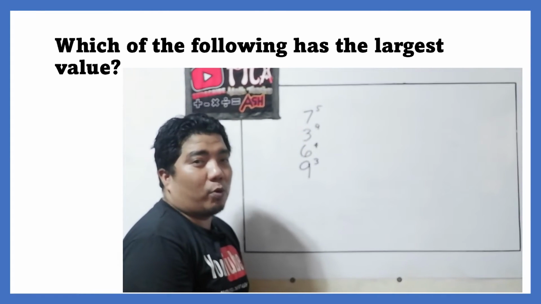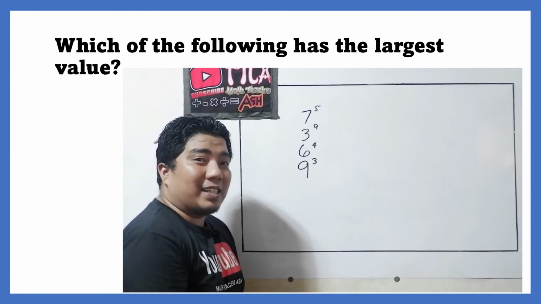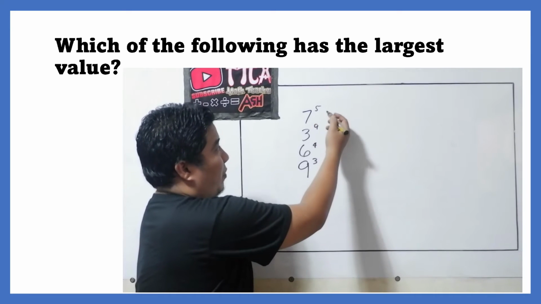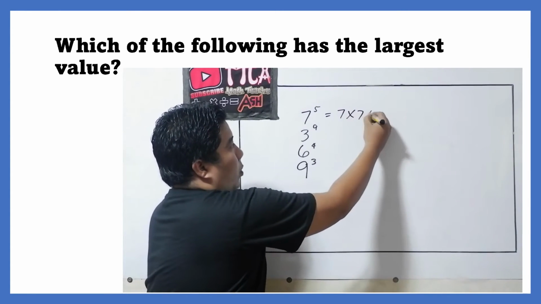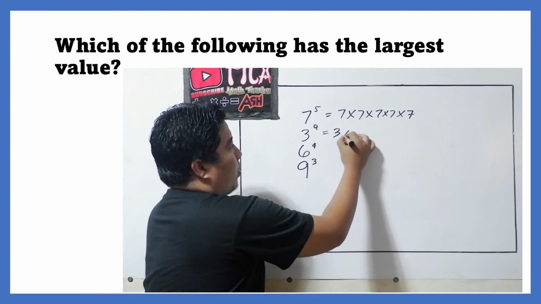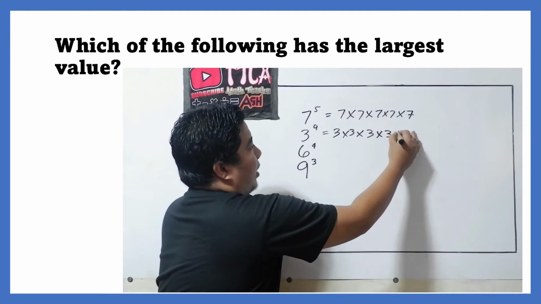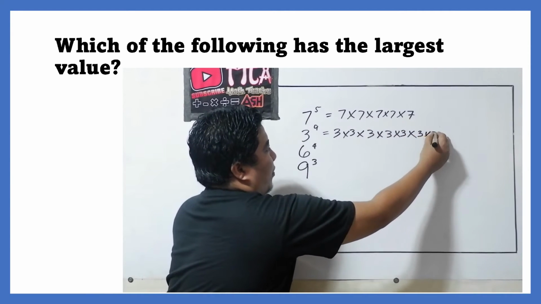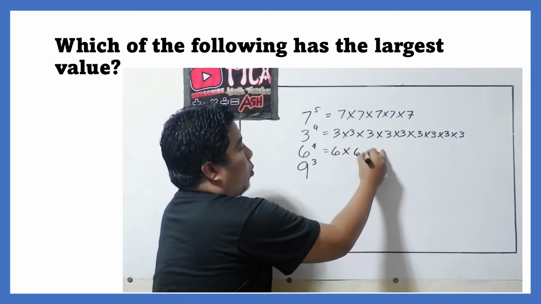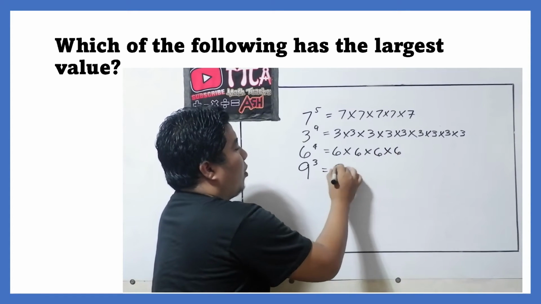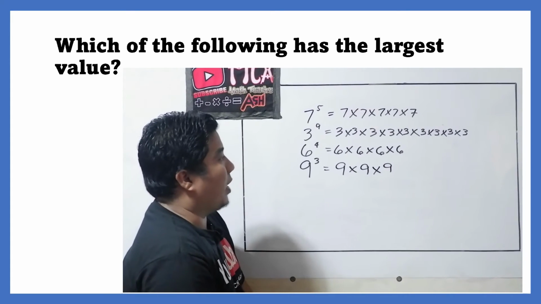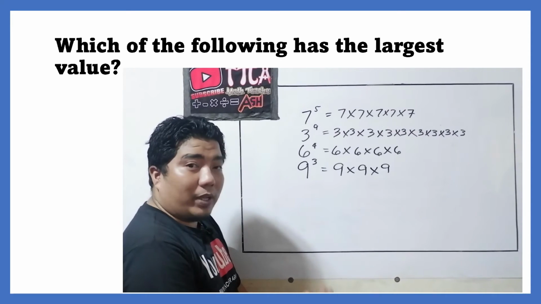Remember, the concept of the law of exponent is that the base is multiplied by itself as many times as the number written in the exponent. So if we have 7 to the 5th power, that means we multiply 7 5 times to itself. If we have 3 to the 9th power, we will multiply 3 9 times to itself. And if we have 6 to the 4th power, we will multiply 6 4 times to itself. Of course, if we have 9 cubed, we will multiply 9 3 times to itself. Okay, so how do we know which among these has the greatest value?